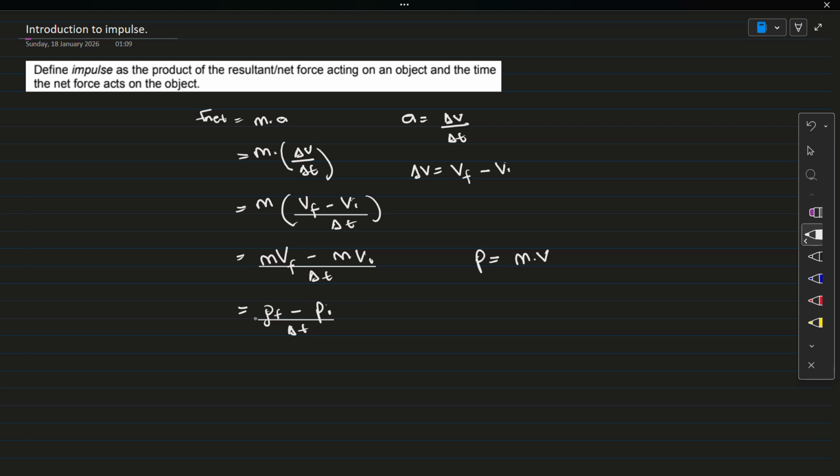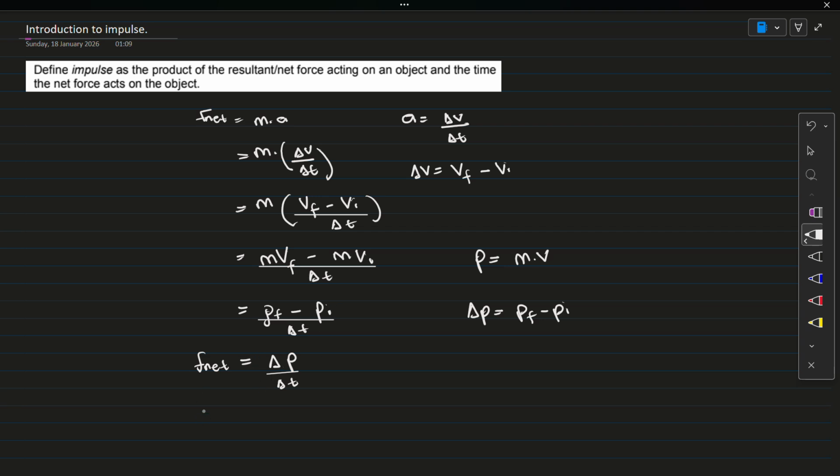But what do we know about final momentum minus initial momentum? That's what? Change in momentum is what? Final momentum minus initial momentum. So where we see final momentum minus initial momentum, we're going to substitute change in momentum. Change in momentum divided by what? Change in time. It's also equal to what? Net force. So if you look at this, we have this equation.